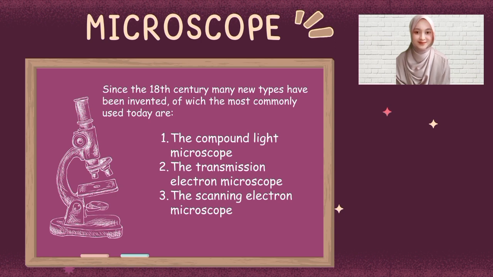150,000 times. And finally, the scanning electron microscope. The way it works is by reflecting electrons off the surface of the specimen, which is coated with heavy metals, producing an image of the entire specimen, such as cells, tissues, or even organisms. So that's my presentation about microscopes.